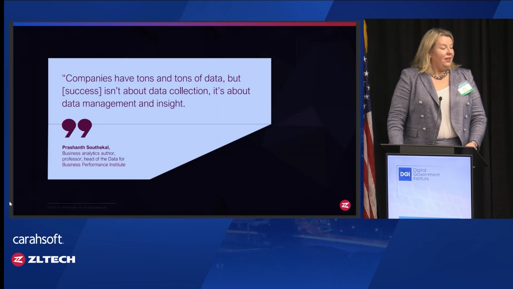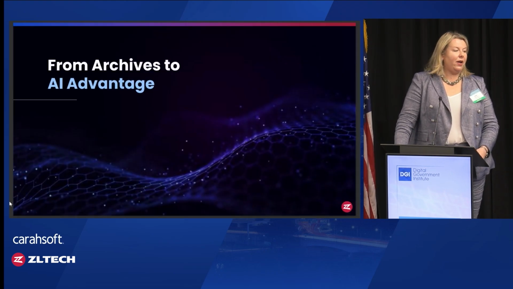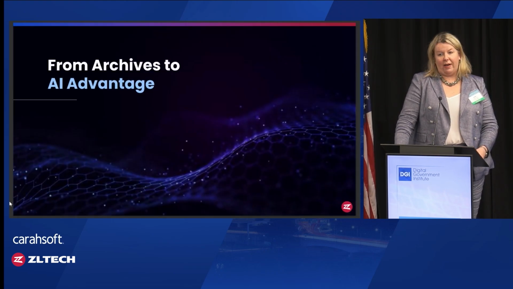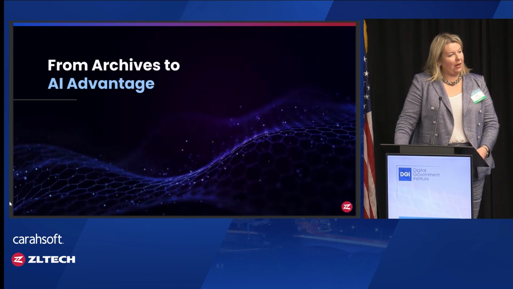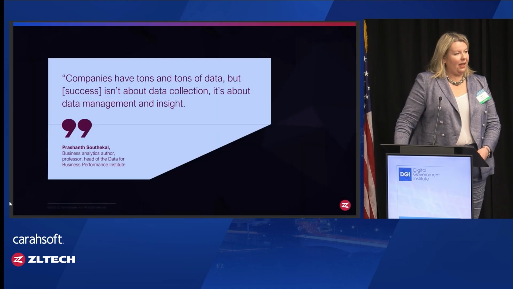So let's move into the cool part. I said from archives to AI advantage. Archives is kind of an outdated topic, I think. Now it's really about data or records. We're beyond making a copy in a lot of ways. But how do you move from raw data or unstructured data into an AI advantage?